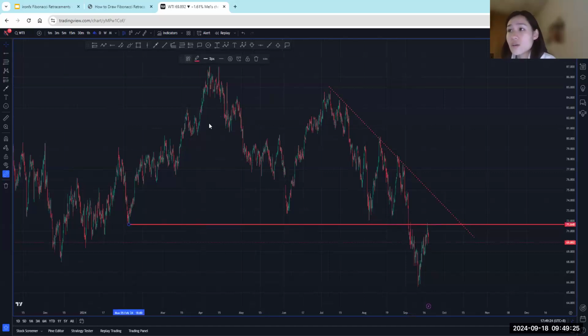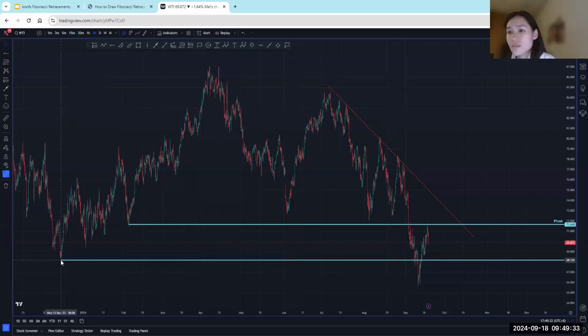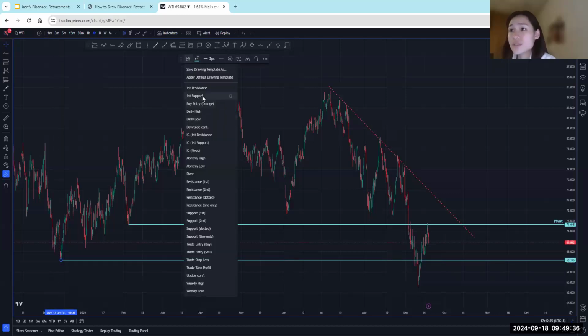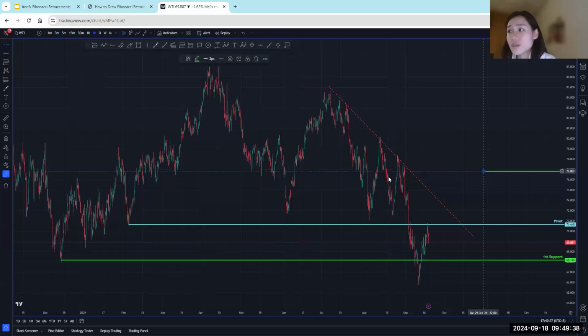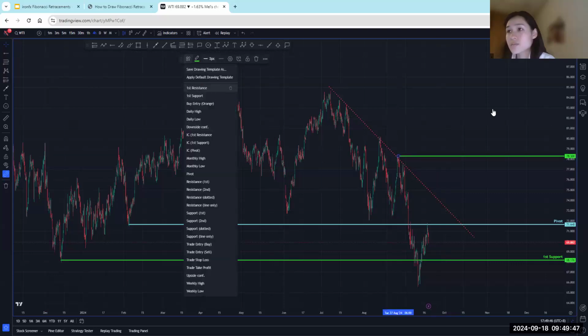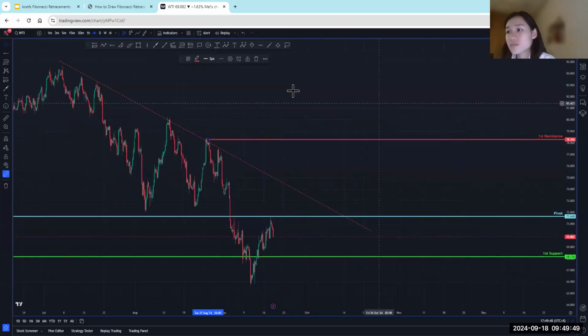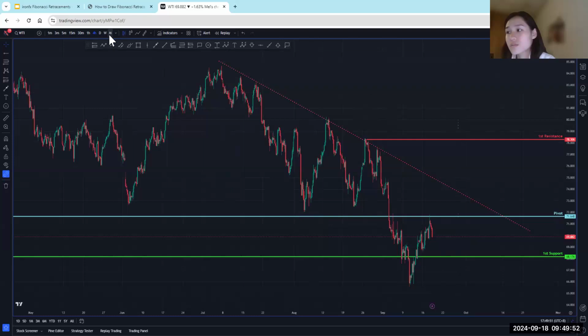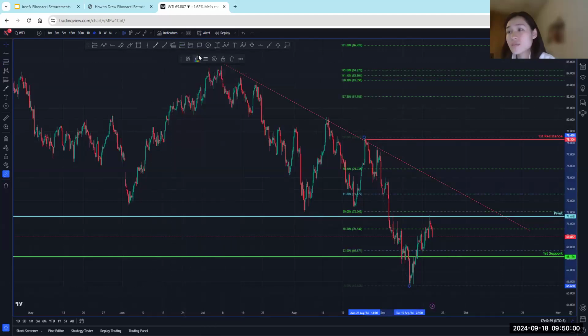But this is going to be my pivot. This level here will be my first support. And my swing high maybe here. Okay, my 50% lines up with my pivot.